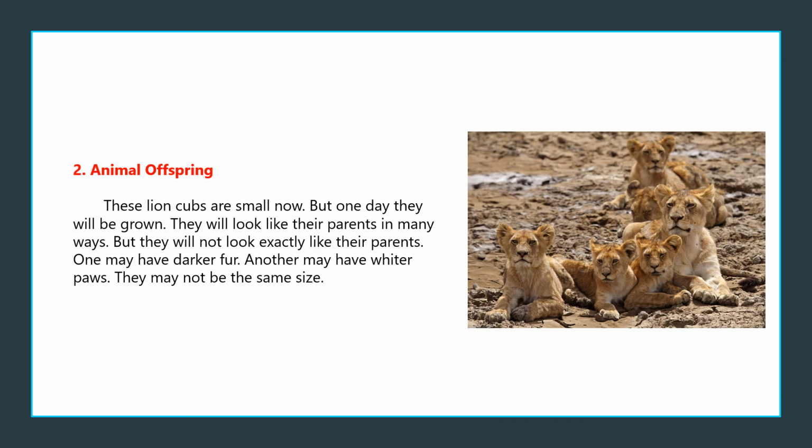Animal offspring. These lion cubs are small now, but one day they will be grown. They will look like their parents in many ways, but they will not look exactly like their parents. One may have darker fur. Another may have wider paws. They may not be the same size.